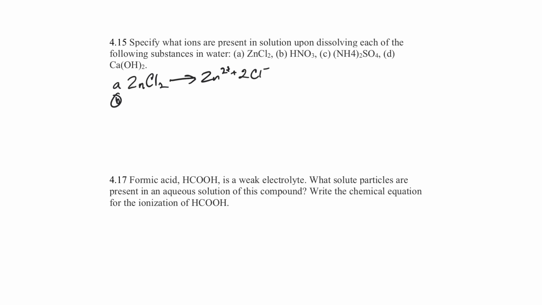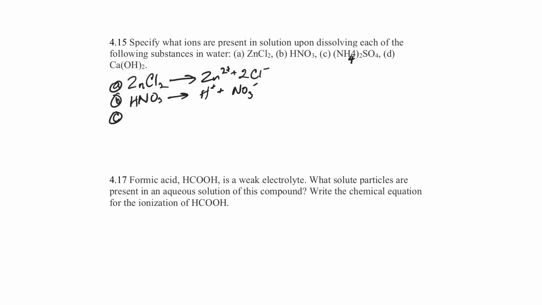Well, B is nitric acid. It's a strong acid, and a strong acid breaks apart completely. So you're going to end up with, well, let's write it out. HNO3 will break apart into H+, because H is in the first column. It becomes +1. And nitrate, NO3, is -1. Right? How about C?